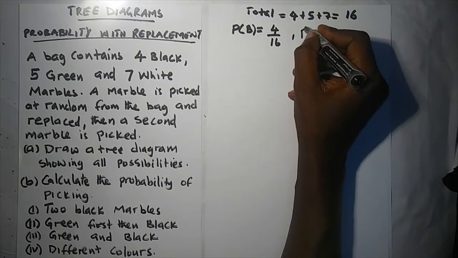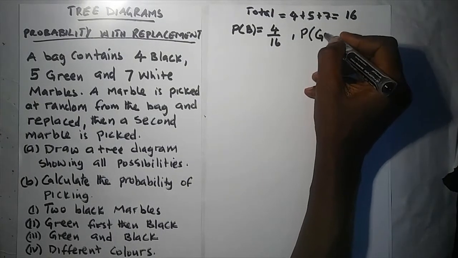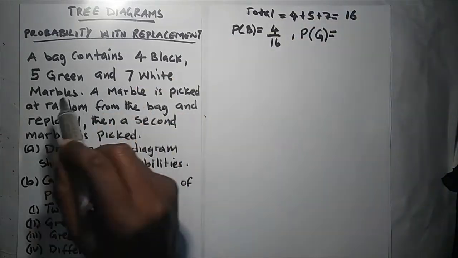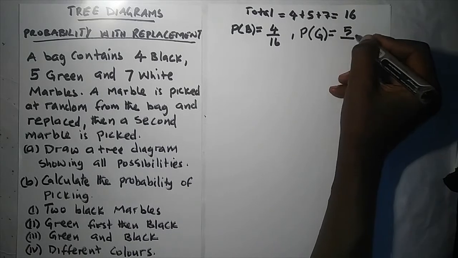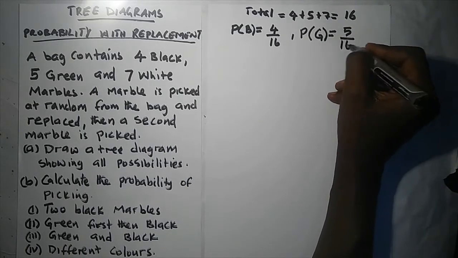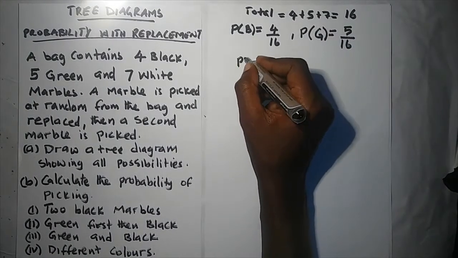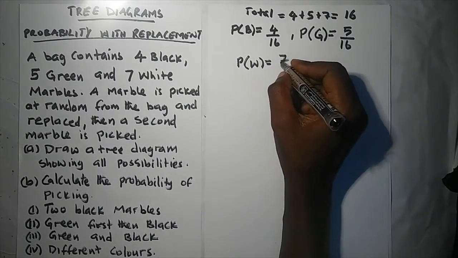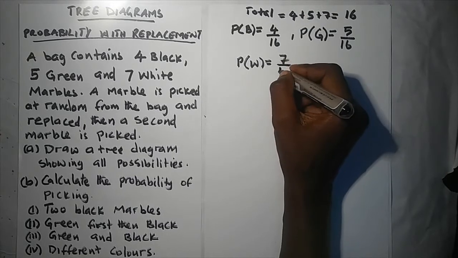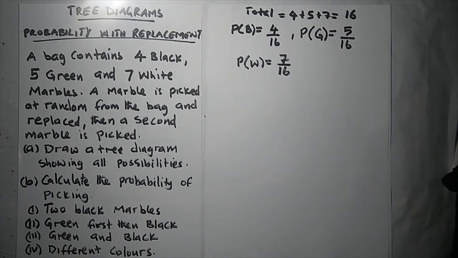The probability of picking green, P(G), is equal to, how many greens do we have? We have 5 green, and the total number of marbles is 16, so 5 over 16. Then the probability of picking white: we have 7 white marbles over the total of 16. Now that we have these probabilities, we can draw the tree diagram.